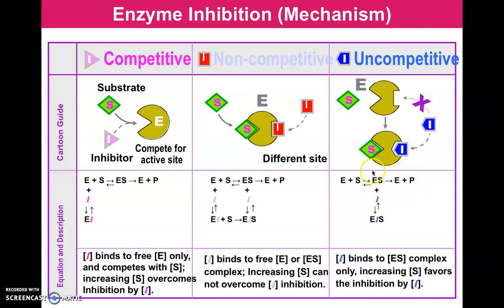This is when you don't have any inhibitor in the reaction. But if you have this uncompetitive inhibitor, it will produce the enzyme inhibitor substrate complex. So increasing S favors the inhibition by the inhibitor. This part is also similar to this part, where when you increase substrate, it favors the product formation. This is similar to this, alright?